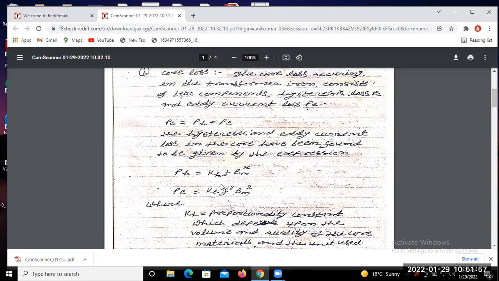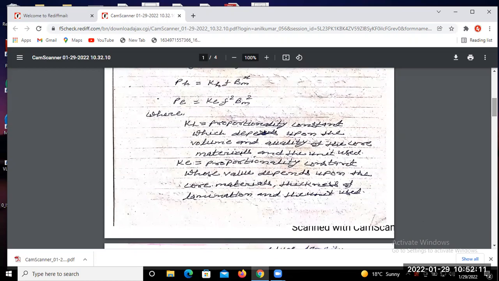Similarly, KE, the proportionality constant of the eddy current, also depends on the volume of the core and the lamination thickness, whatever the material used and the unit used. So these two constants, the hysteresis loss proportionality constant and the eddy current proportionality constant, are constant parameters of any particular transformer that will be provided to you for any numerical problem.